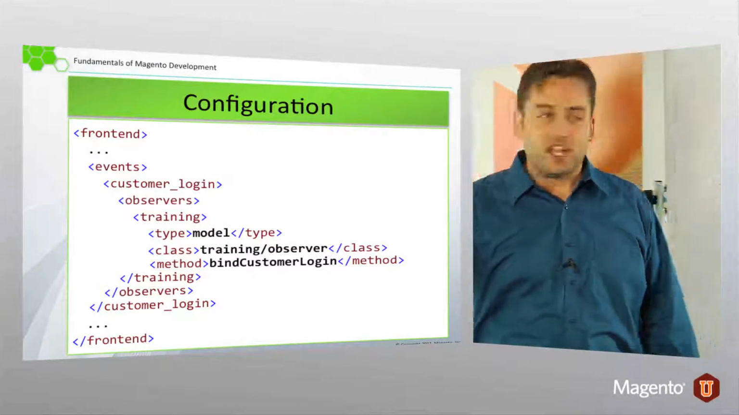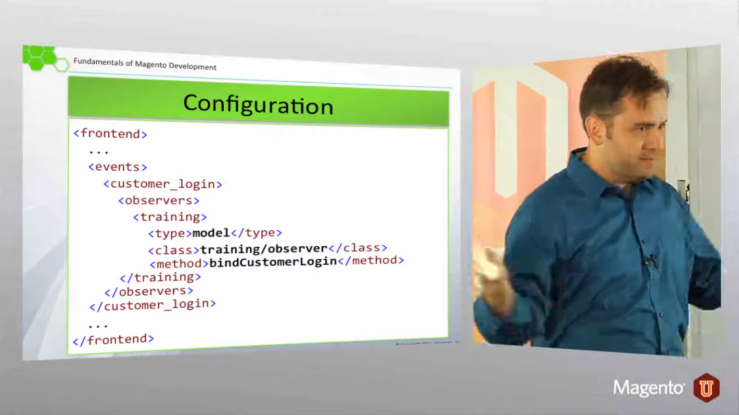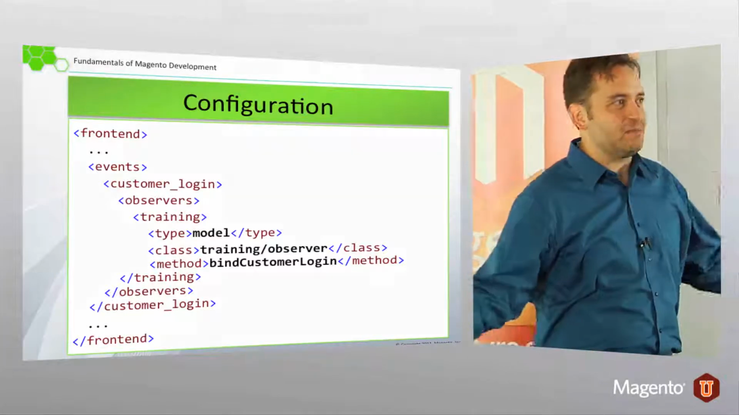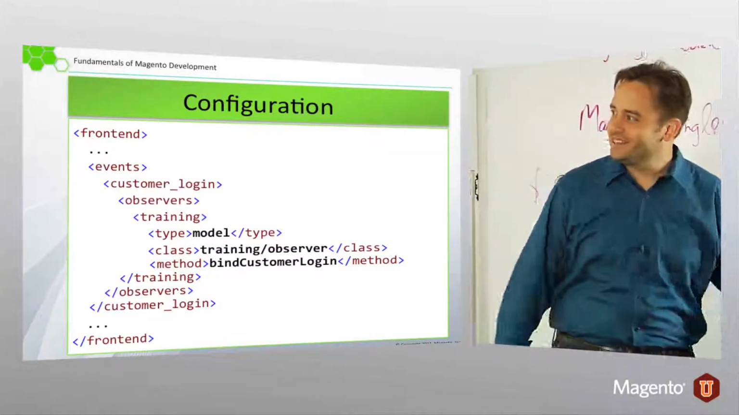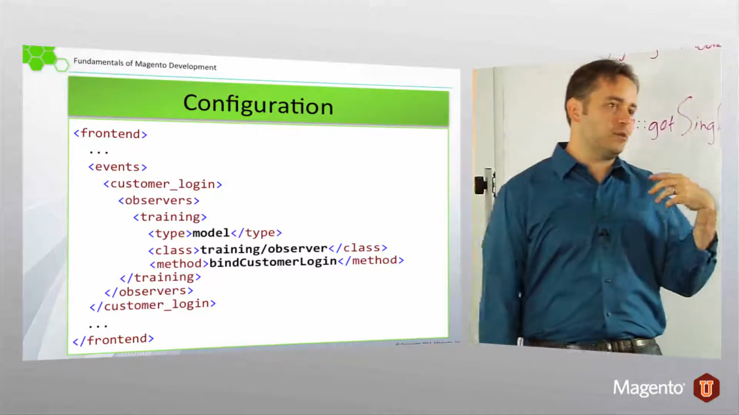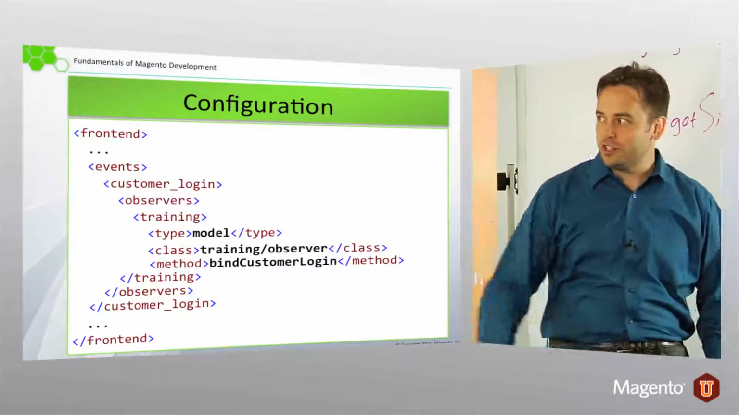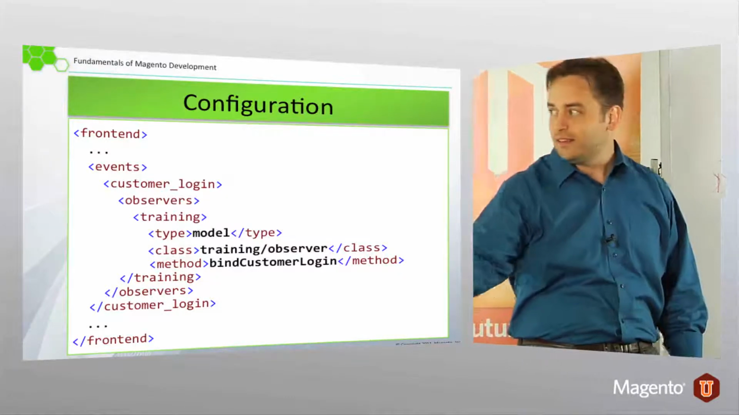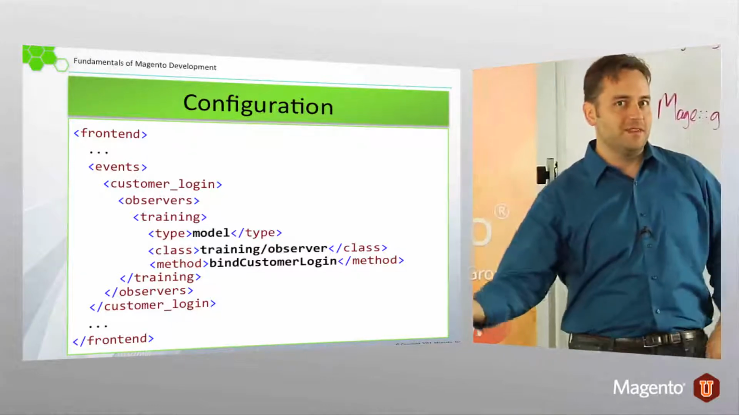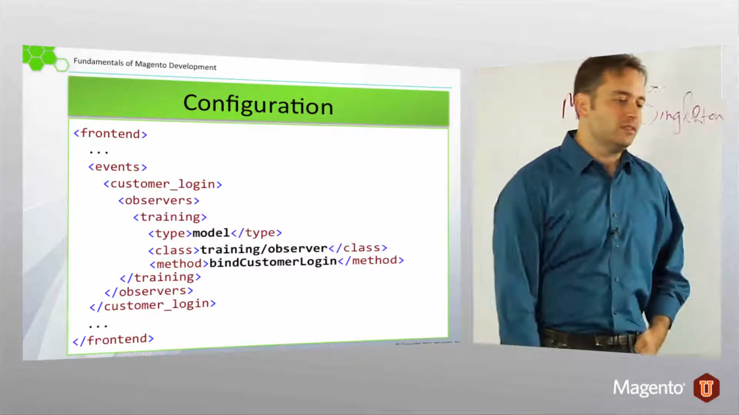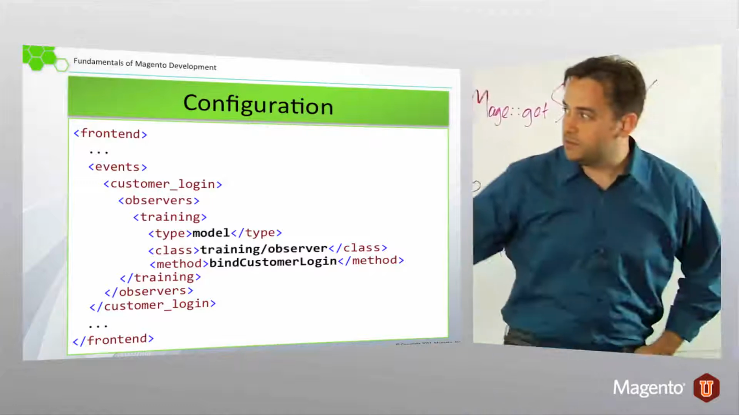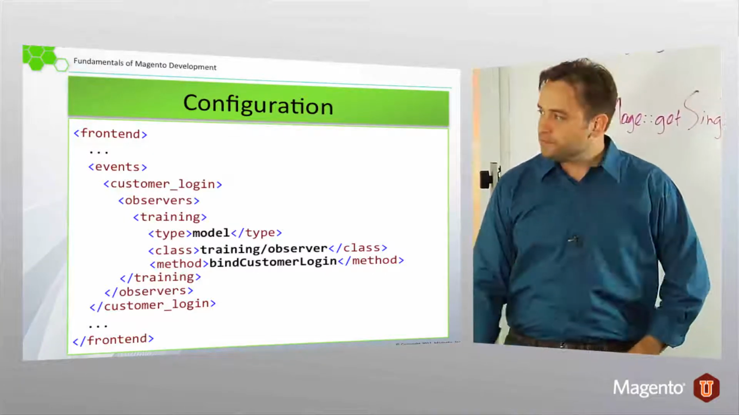Third option is disabled. It disables the observer. That's how you can override an existing configuration: just specify the same XPath and put disabled here for type.